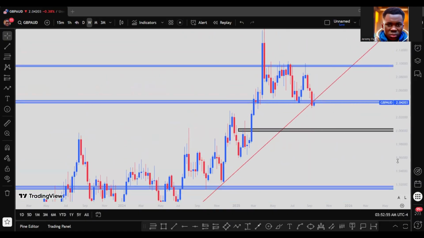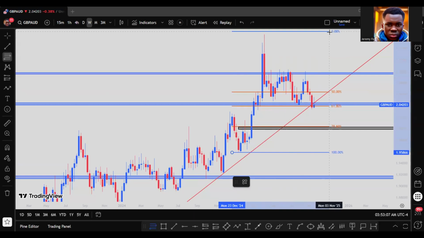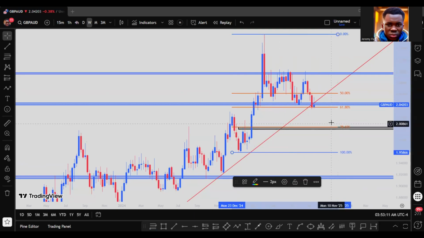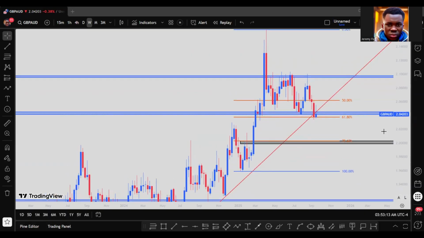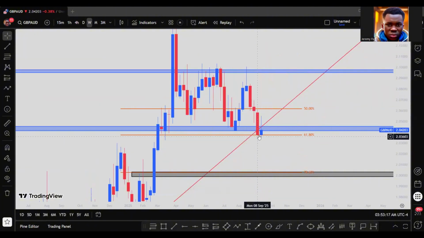So I'm looking at it in two ways. We have a higher high here, a higher low, a high, and another higher low. Drawing a Fibonacci from here, price has gotten into a major level and also into the Fibonacci level, but the level has been broken back to the downside, as you can see.